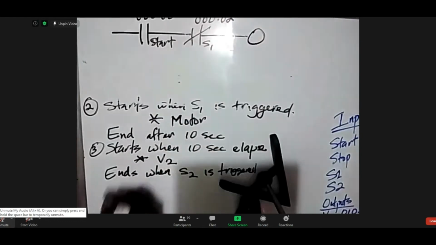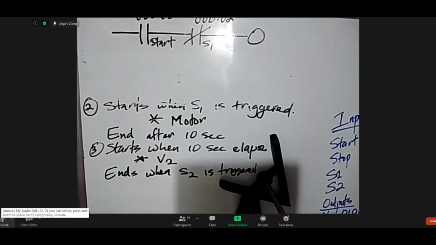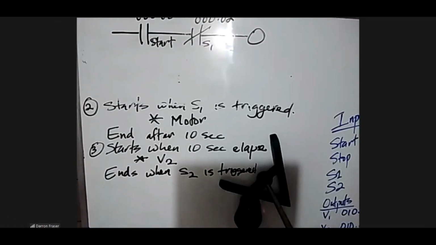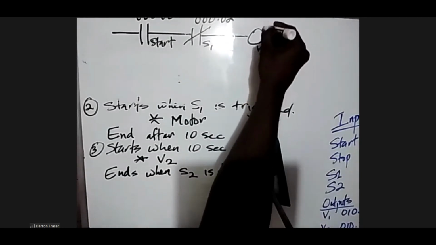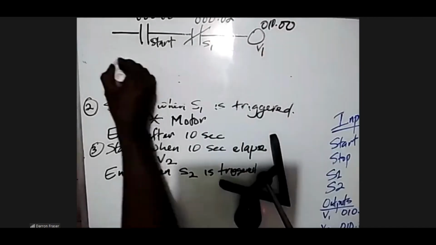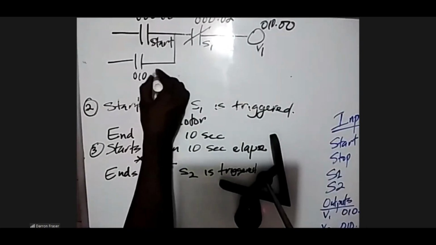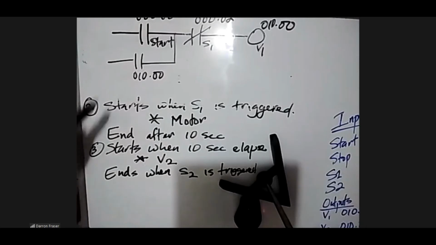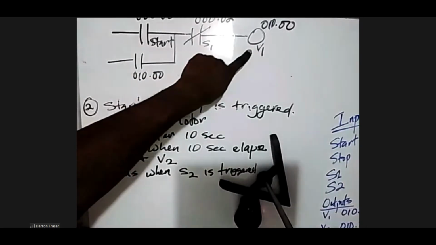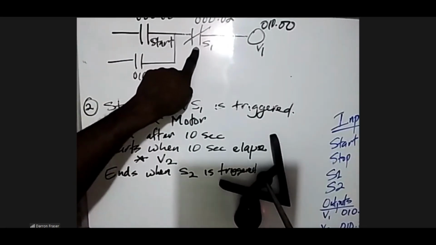And what is started when we do that? The motor. The motor here still. So that's the second line, V1, valve 1, and I have that here as 010.00. And then I'm going to latch it. So when this closes, the motor starts, and then it's latched, and it's only going to open when S1 is triggered.